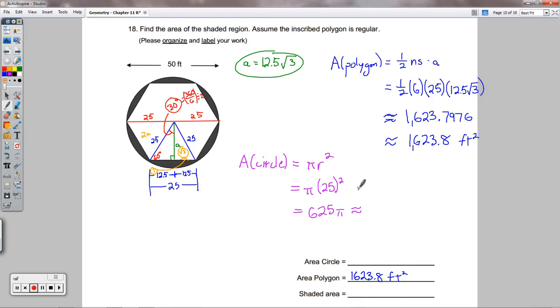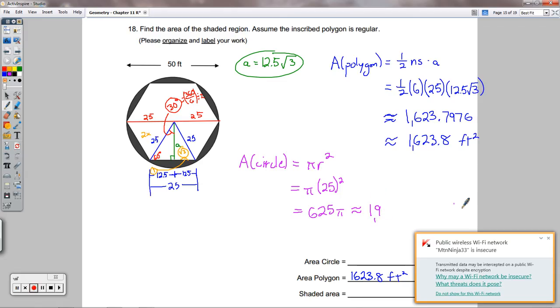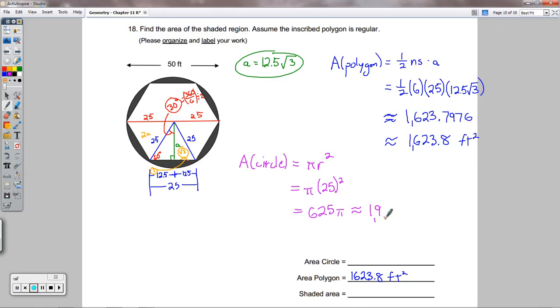I'm looking for that. What was 625 times pi? There it is, approximately 1,963.495. So rounding that to the nearest tenth, 1,963.5 approximately. So I'll put that in here, 1,963.5. It should make sense that that circle has a little more area than the hexagon because it's bigger. It's around the outside.